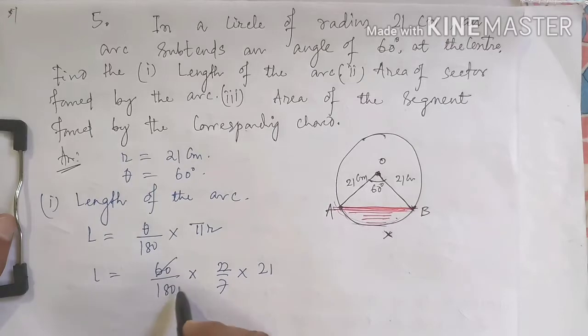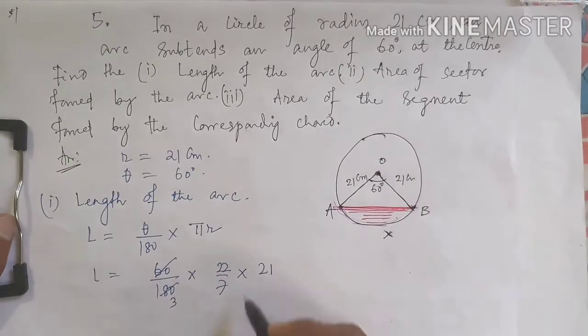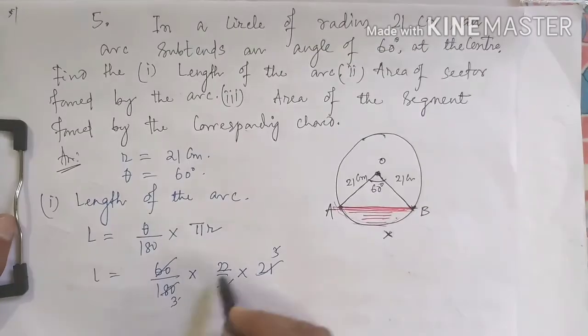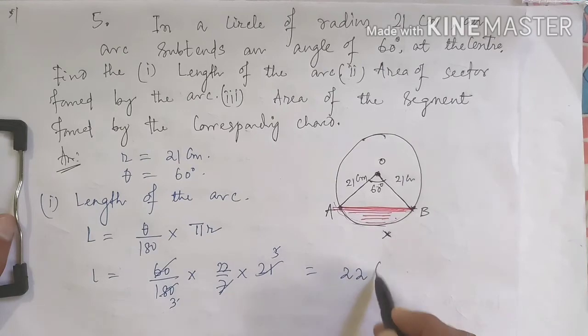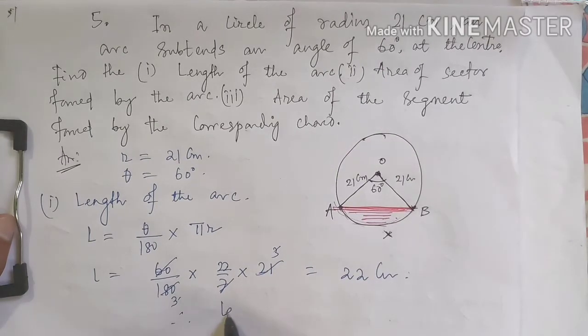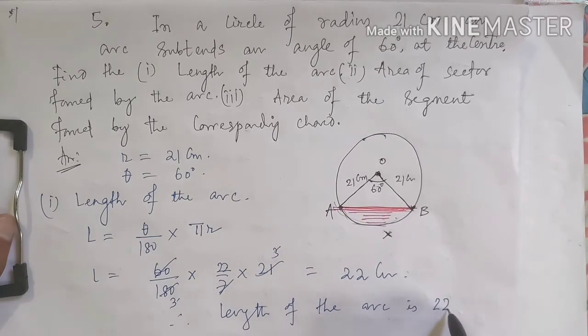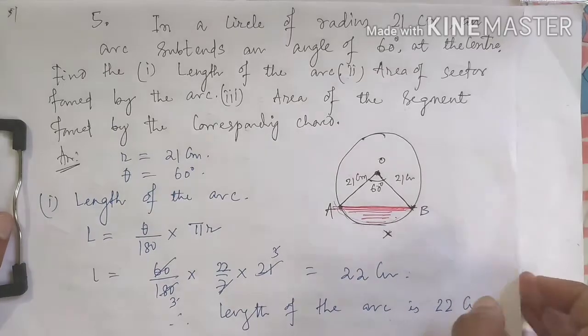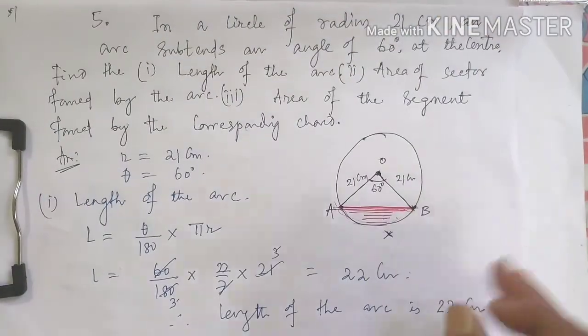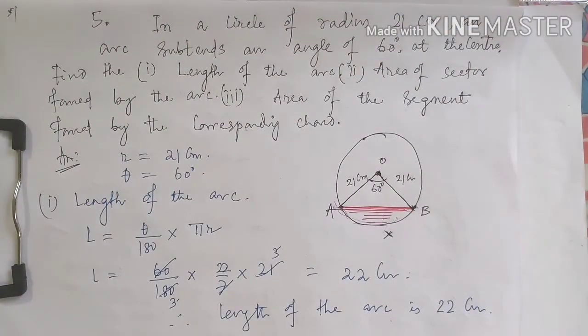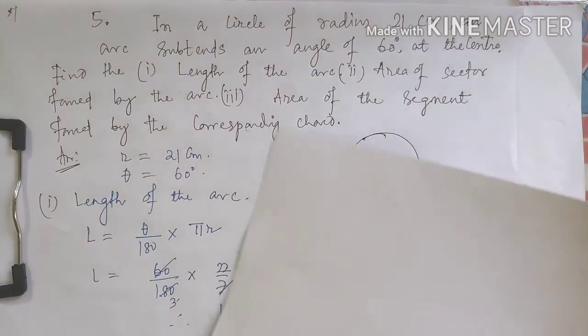Clear? 63, 7, 3, 3, 3 cancel, it is 22 centimeter. Therefore, length of the arc is 22 centimeter. Okay, students. Now, we have to continue that.